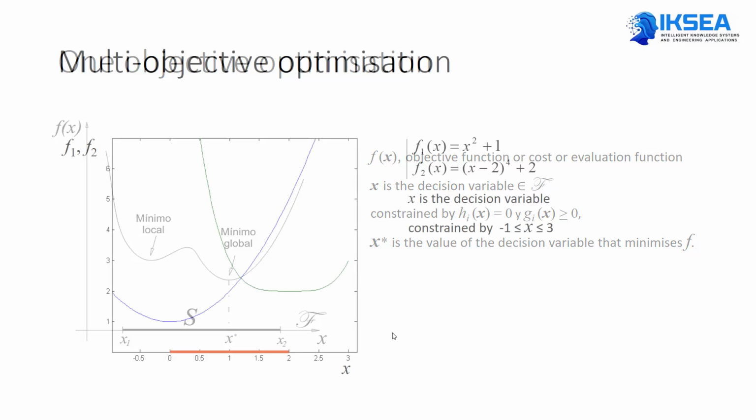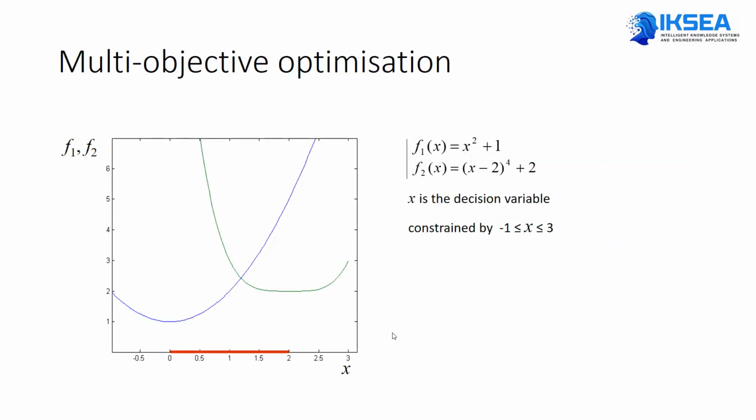But what happens when there is more than one objective function and they compete with each other, as is usually the case? For example, if we have these two cost functions, f1 and f2, each of them has a clearly identifiable minimum. But if we have to regard both at the same time, we will not have an optimal value, but a zone, a set of optimal values called the Pareto optimal set.